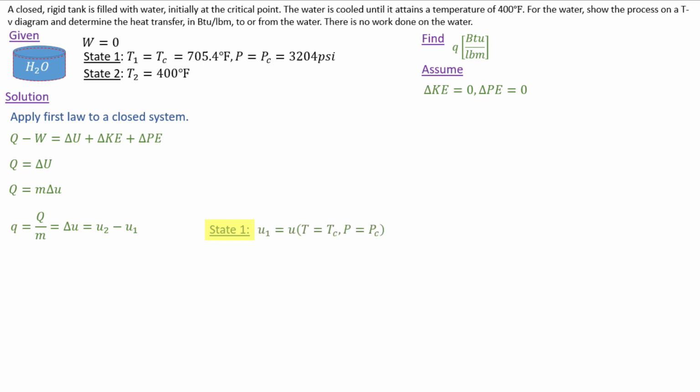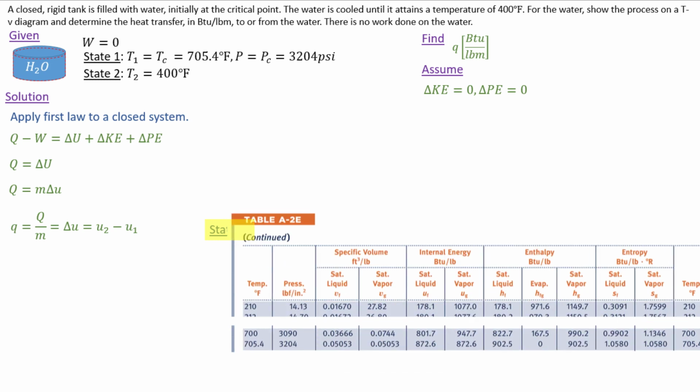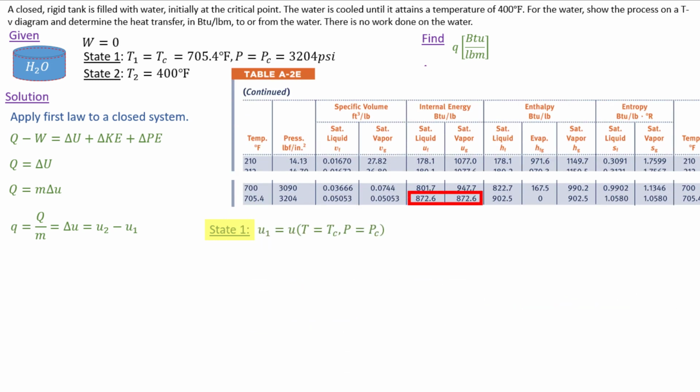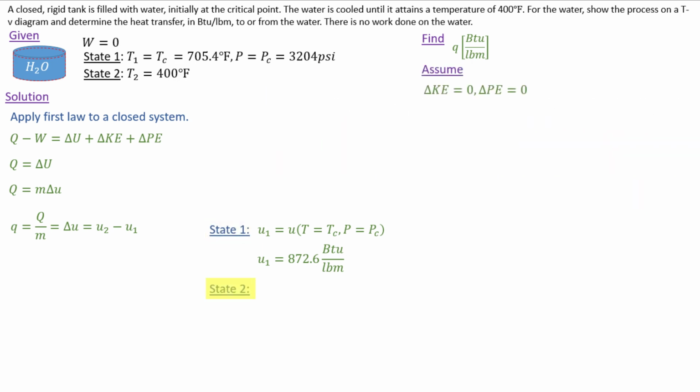I know I'm right at that critical temperature and thus critical pressure. That temperature and pressure correspond to one another. So if you're at the critical temperature, you're also at the critical pressure. So at that critical temperature and pressure, my internal energy, U sub F and U sub G, are exactly the same. So the internal energy is just 872.6 BTU per pound mass. And now I need to go to state 2 and figure out what I know there. So I know the temperature is 400 degrees Celsius, but I need some other independent intensive property to figure out the state of my system.